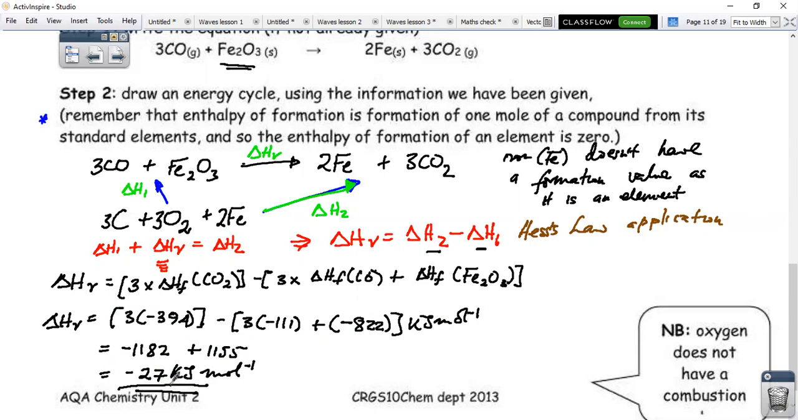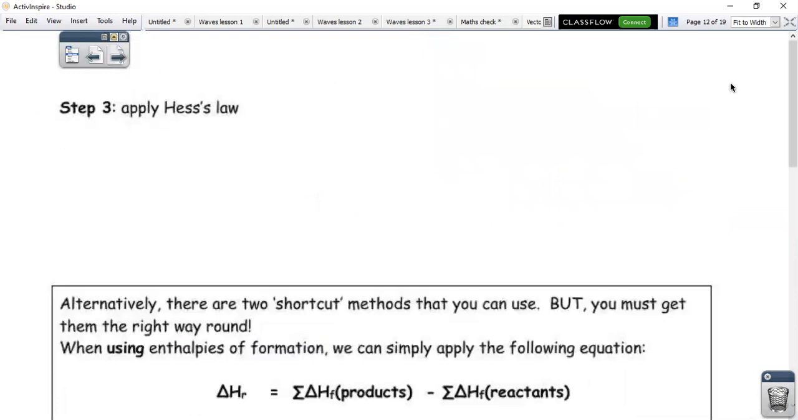Are there any questions there? I don't think so. No? Everything's clear. Good. All right. So that was us applying Hess's law in this case in the formation, or rather in the redox reaction there. I've already filled that one.